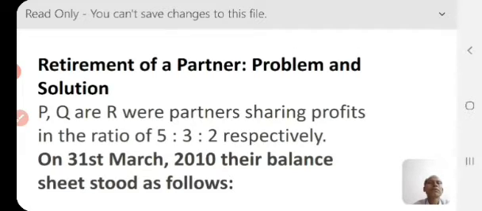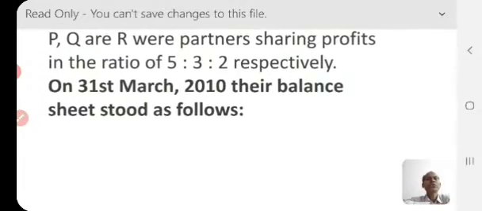P, Q, and R. Actually, there is a spelling mistake, not R, but R. P, Q, R were partners sharing profits in the ratio of 5:3:2, respectively. On 31st March 2010, their balance sheet stood as follows.